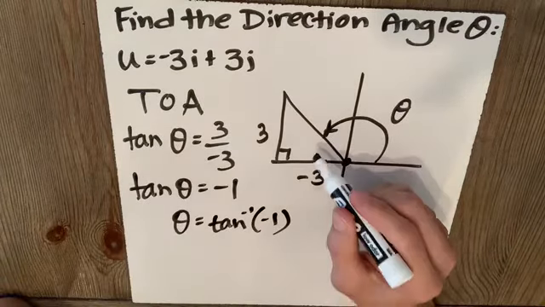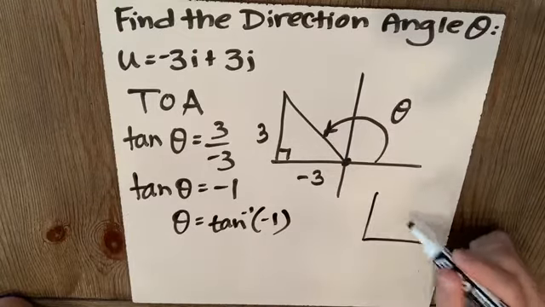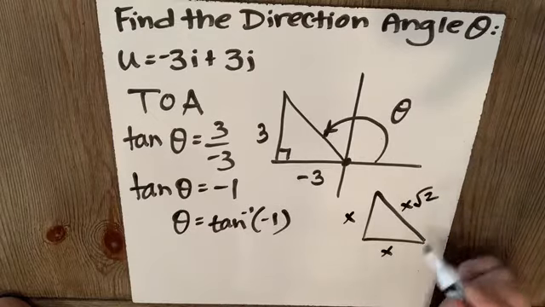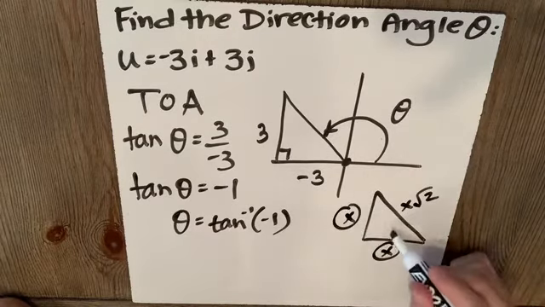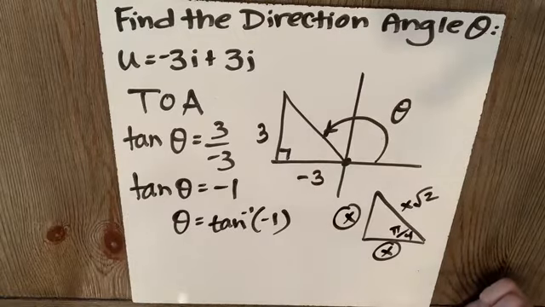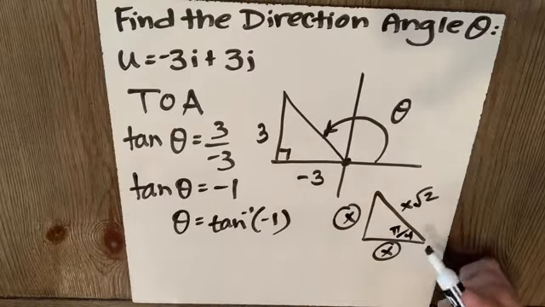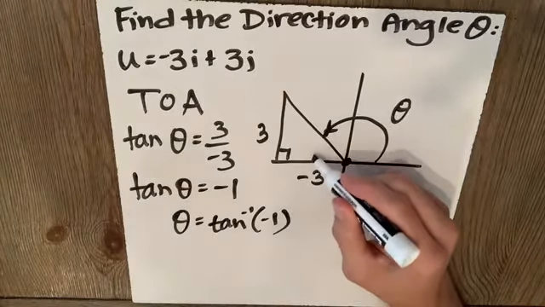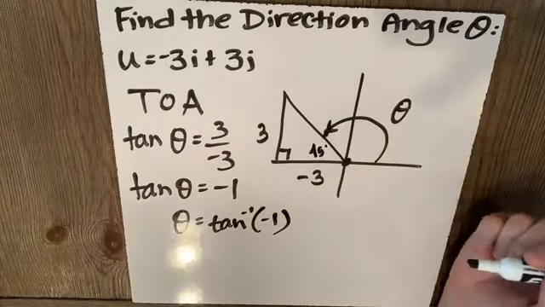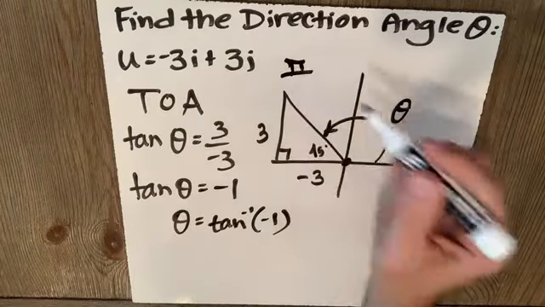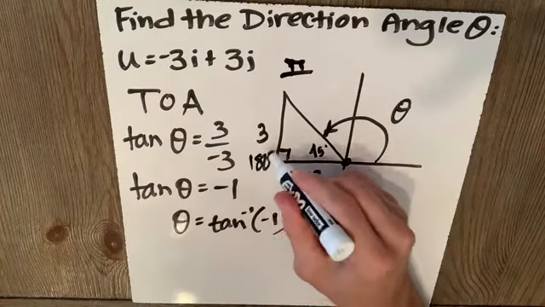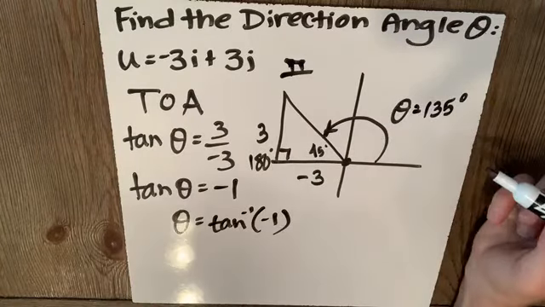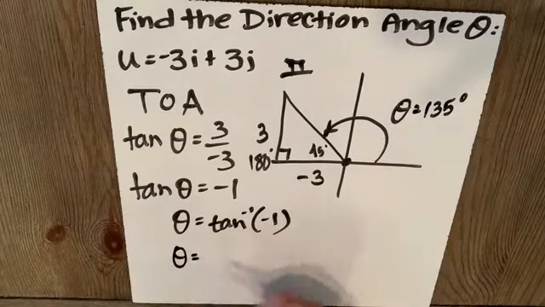Now, I know my special triangles in general go x, x, x root 2. So anytime opposite is equal to adjacent, I know I'm dealing with a 45 degree or pi over 4 reference angle there. I know that. So I know that that answer is 45 degrees here in quadrant 2, right? So I can tell you then, well, if this is 180 here, then that is going to be 135. That's an obtuse angle. What happens if I put this in my calculator?